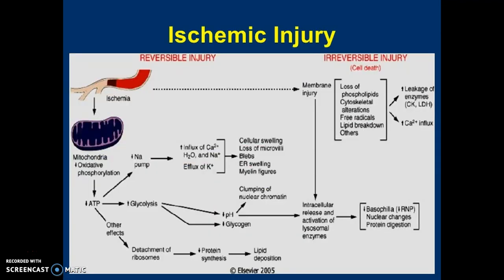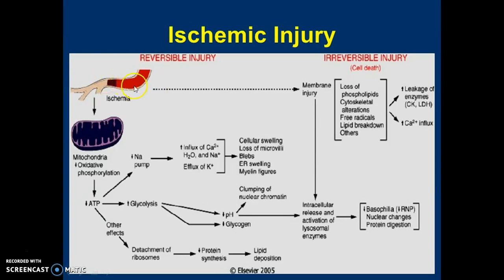Now, this is a flow chart which shows the correlation between the basic mechanisms of cell injury and the morphological features of reversible cell injury and irreversible cell injury. This is a very good and summarized flowchart which I have made for you for your better understanding. This compartment shows the reversible cell injury, and this compartment shows the features of irreversible cell injury.